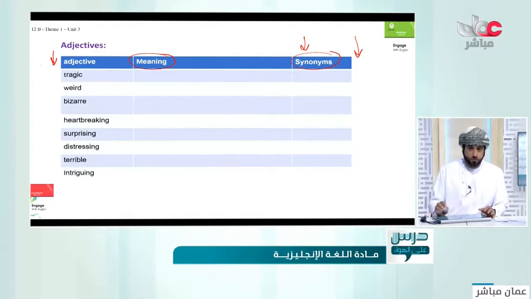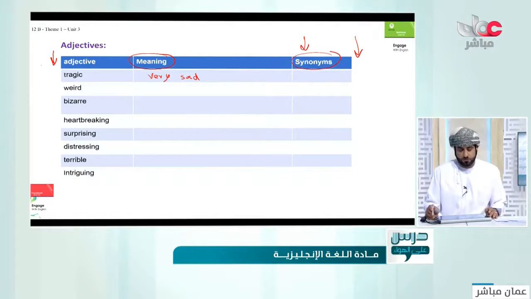So let's start with tragic, for example. What does tragic mean? Tragic means very sad. So you can add it in a very simple way: tragic is very sad. You can bring a synonym of tragic. You can bring, for example, sad. Tragic is sad.